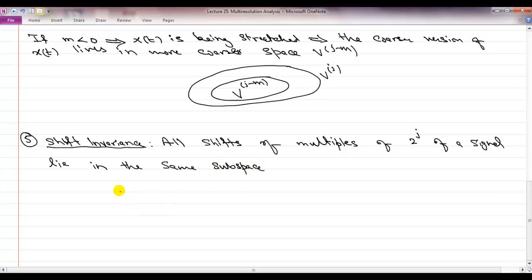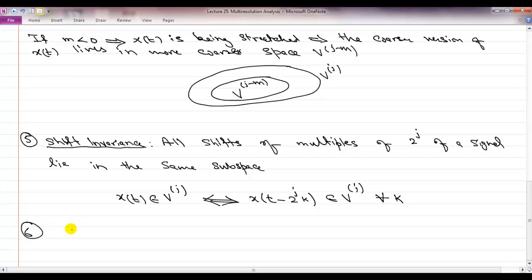So if I have x of t, which lives in V of j, then this means that x of t minus 2^j k, for any k, still lives in the same subspace for all k. Okay? So if I shift it, it's not going to change anything.